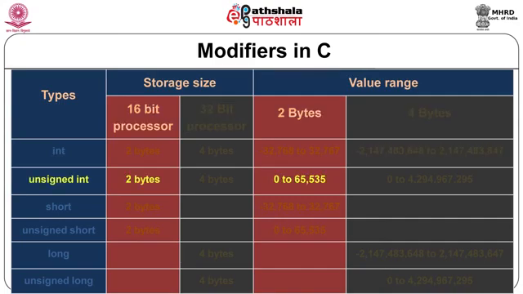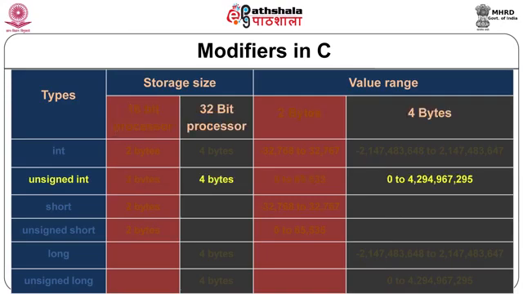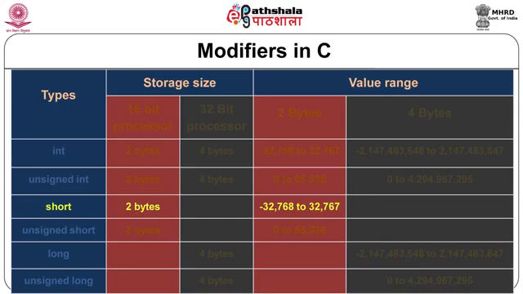2,147,483,647. For unsigned data type integer, storage size is 2 byte, value range is 0 to 65,535. For 32-bit unsigned integer, storage size is 4 byte and value range is from 0 to 4,294,967,295.